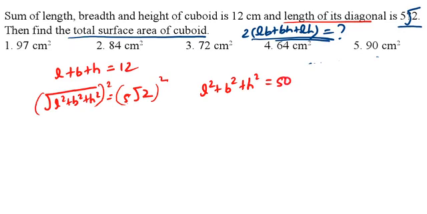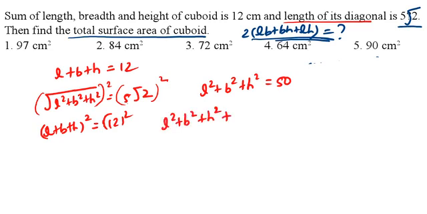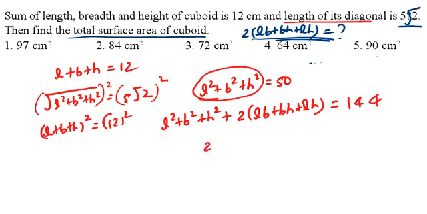This is 50. Now, L plus B plus H whole square is equal to 12 square. So, L plus B plus H whole square is L square plus B square plus H square plus 2 of LB plus BH plus LH, and 12 square is 144. Already L square plus B square plus H square is 50. So, 2 of LB plus BH plus LH is equal to 144 minus 50, that is 94. So, the correct answer is 94 centimeter square.